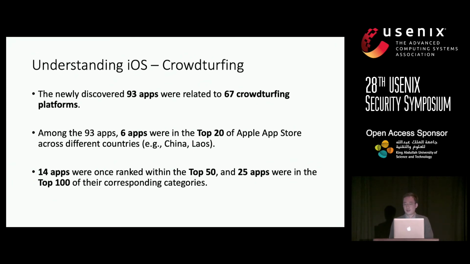This is a quick summary of our findings. The newly discovered 93 apps were related to 67 crowdturfing platforms. Among the 93 apps, 6 apps were in the top 20 of the Apple App Store and across different countries. 14 apps were once ranked in the top 50, and 25 apps were in the top 100 of their corresponding categories.